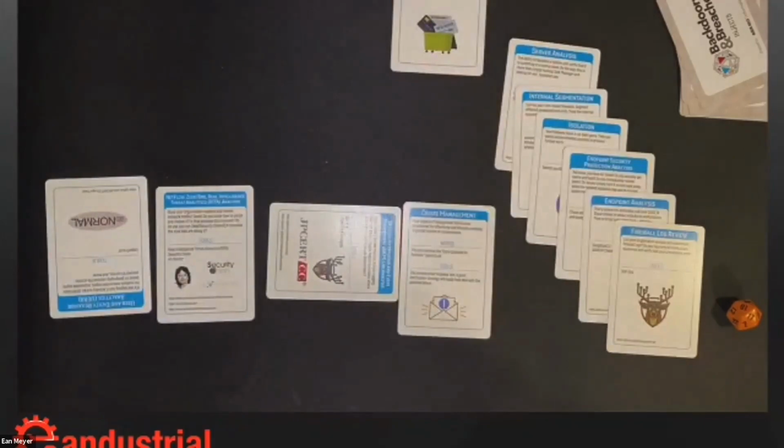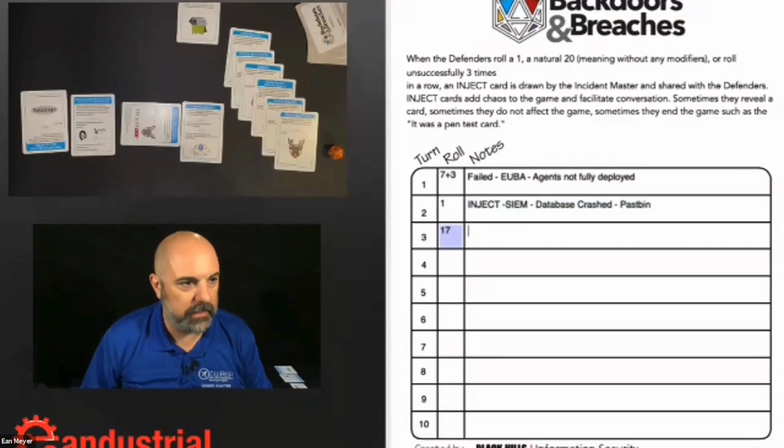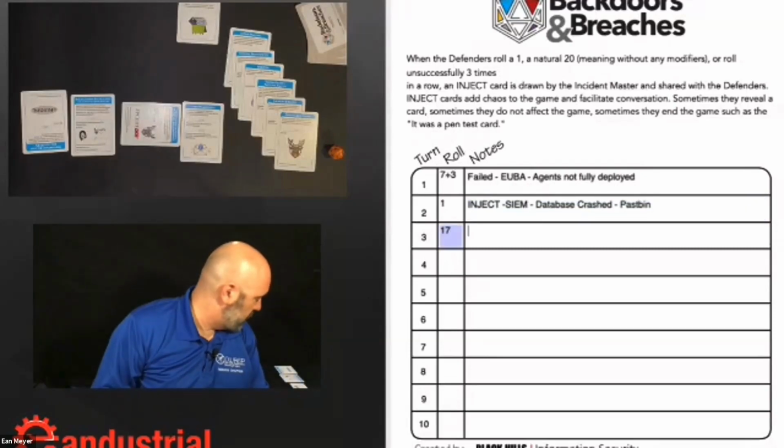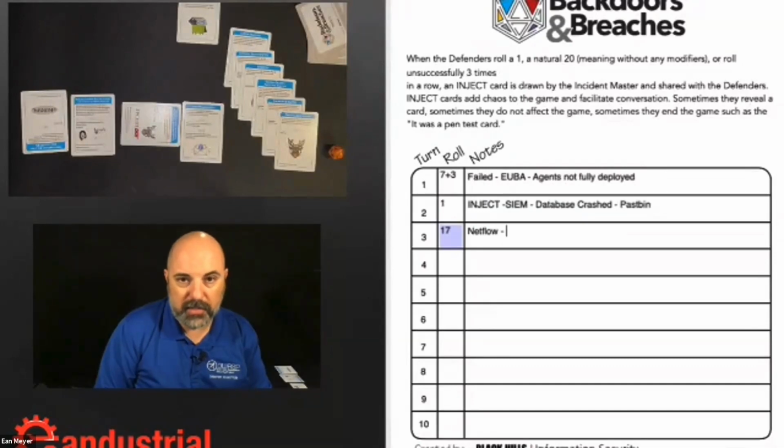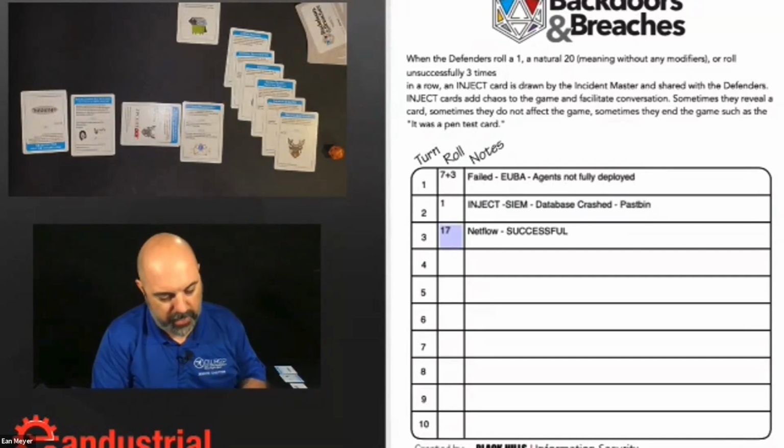So let me go back to our cards, turns, and me. So we got a 17. What did we do? We did NetFlow Reader, and we were successful. And guess what? That actually gives you your C2 and exfil.